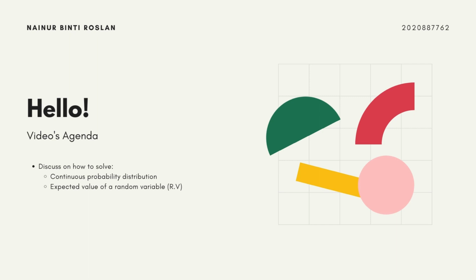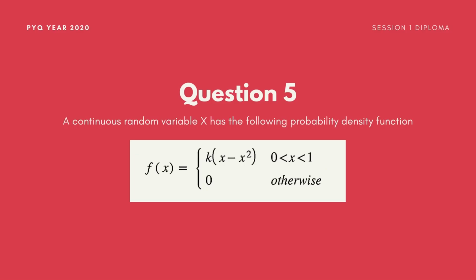The agenda is I'm going to discuss how to solve a continuous probability distribution and the expected value of a random variable, based on the partial question 5. The question has stated the density function as shown on the screen. From there we know that this question is a continuous variable.